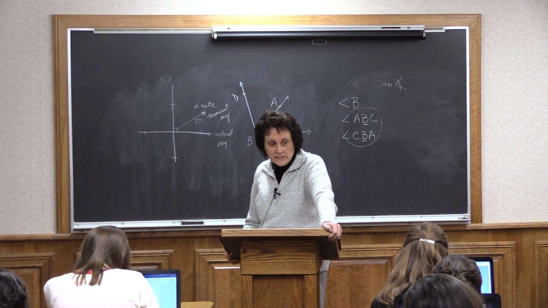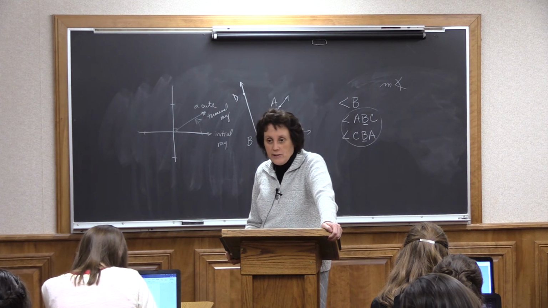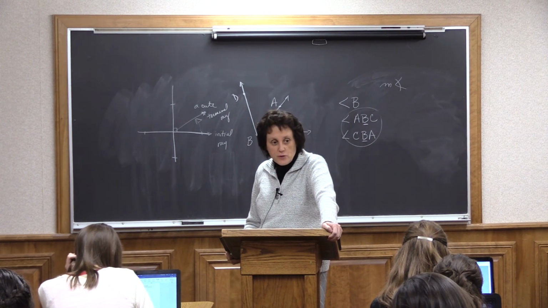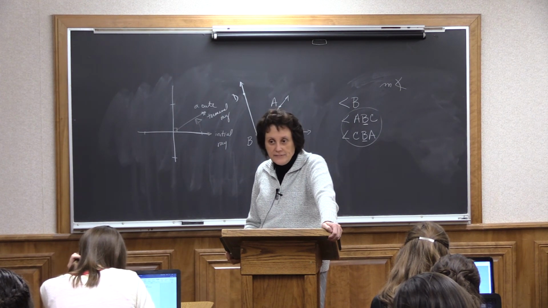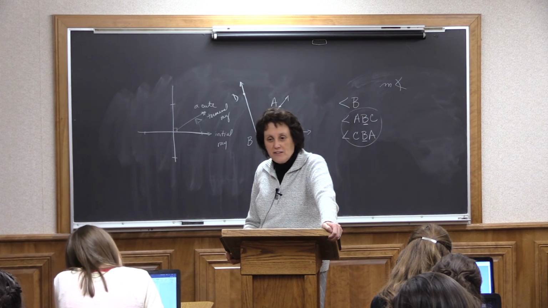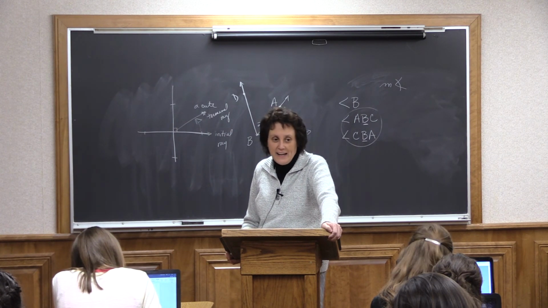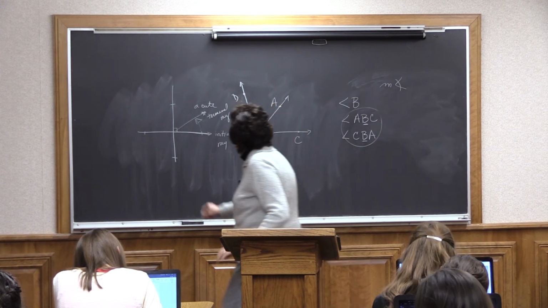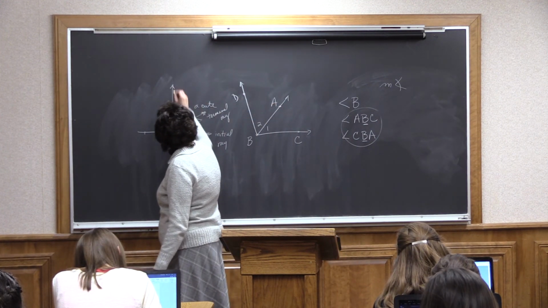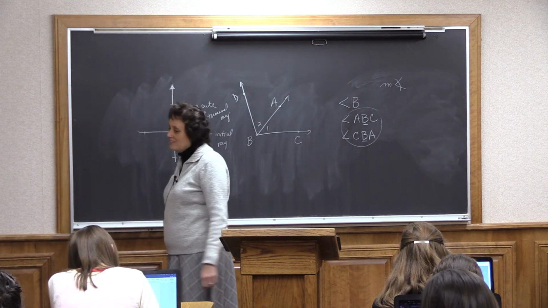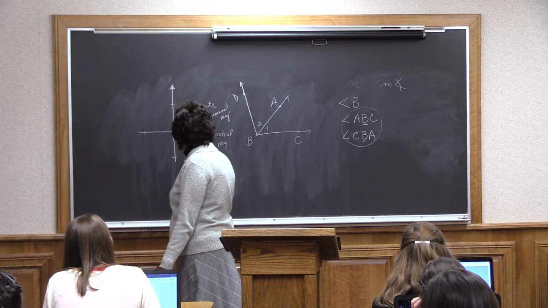A right angle is 90 degrees. All right, and obviously it's associated with perpendicular lines. There's a theorem you learned in geometry: perpendicular lines form right angles. All right, so a right angle would be what's called a quadrantal angle. It would be right here, exactly 90 degrees.